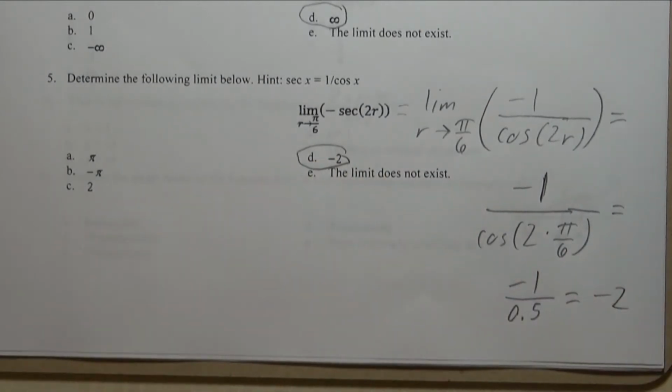And that's it. This entire problem should be done without a calculator because it should be memorized what the cosine is of certain inputs. This input right here can be simplified, do the cosine of it, you get 0.5, and then you do the ratio.